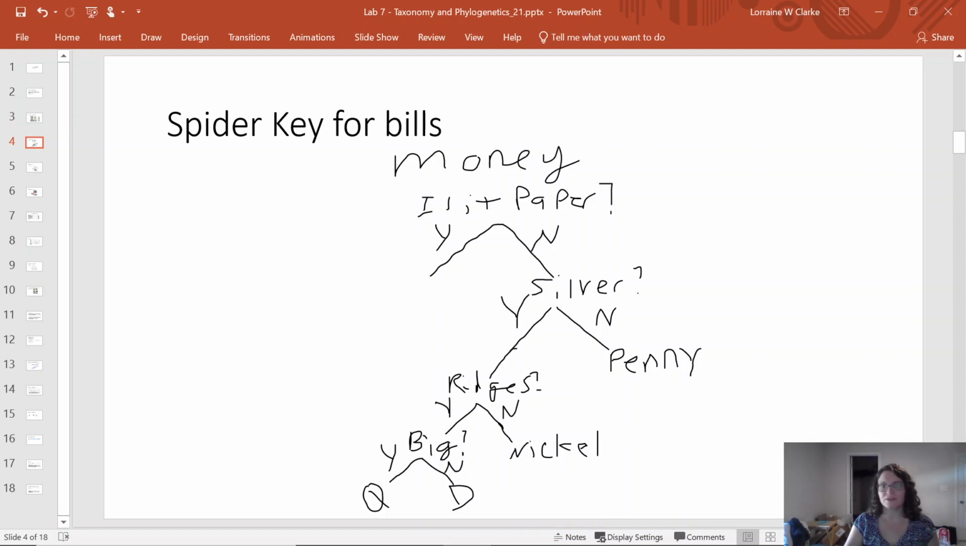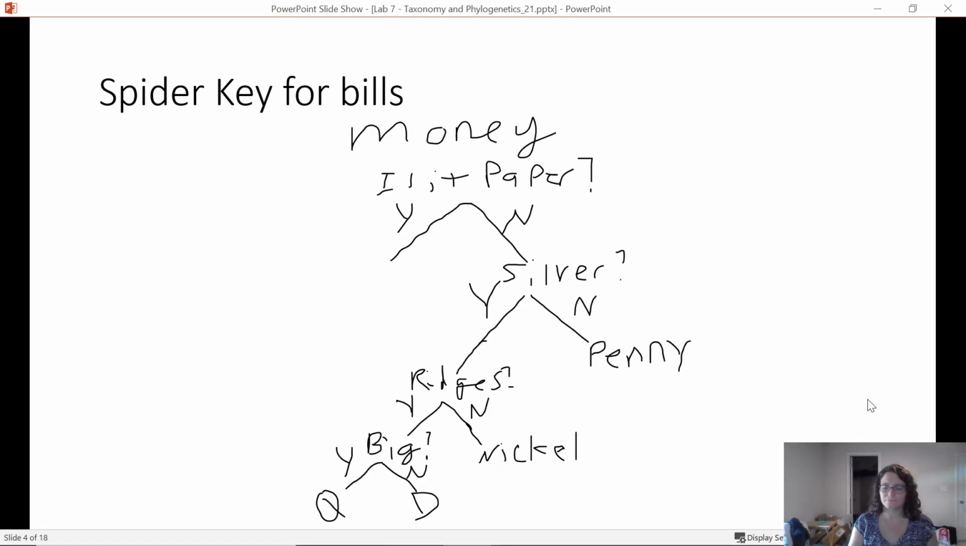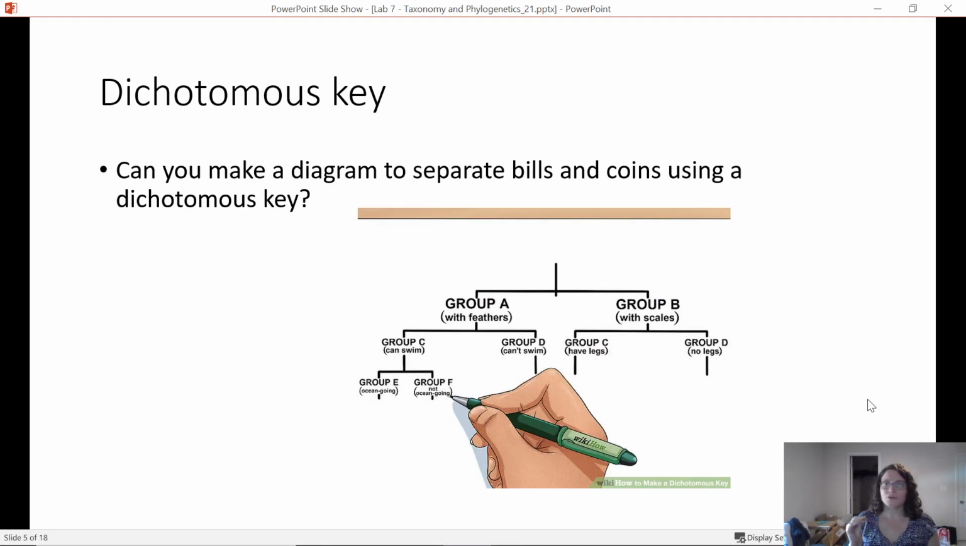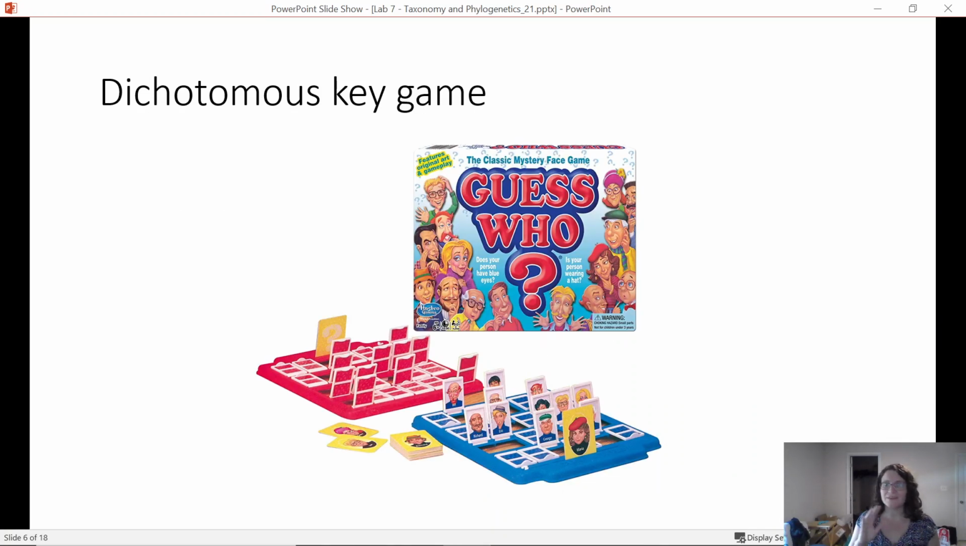Let me start. Okay, so this is the diagram that separates bills and coins. You're using a dichotomous key. Dichotomous keys, you've probably played this before. It's called Guess Who. I play this with my daughter all the time. The way Guess Who works is that you look at this sea of people, and you're creating a dichotomous key in your head, even if you don't think so.